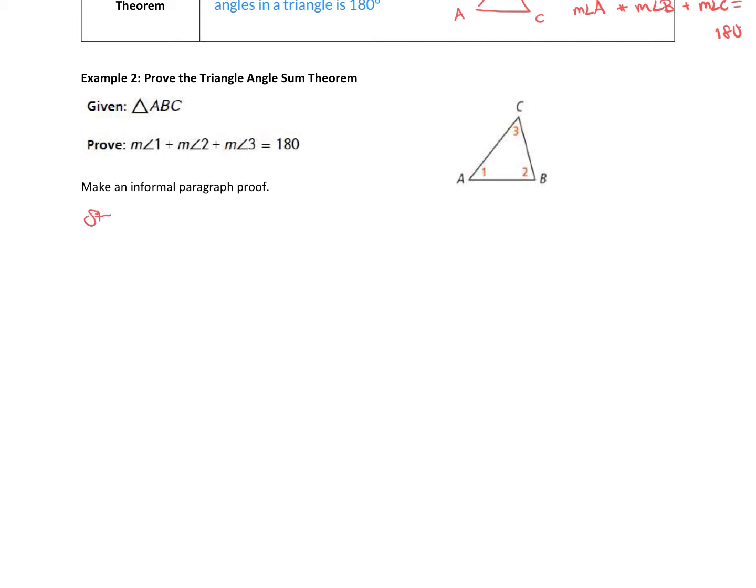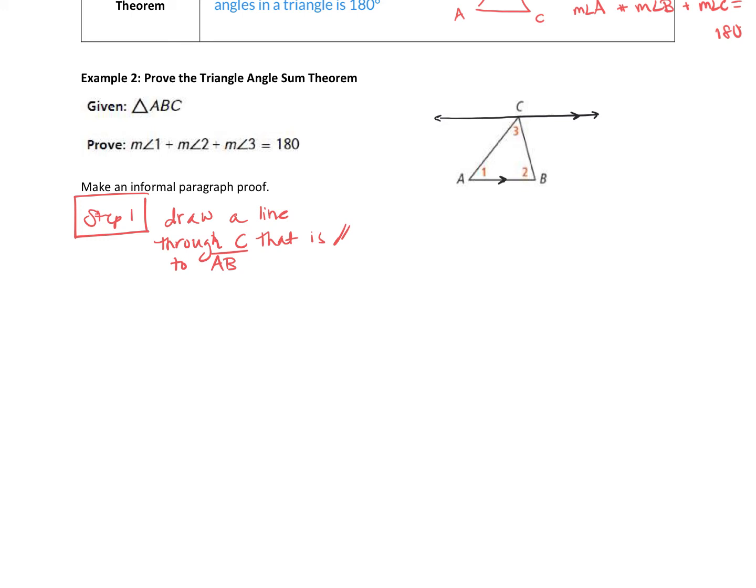So step one, we are going to draw a line through point C that is parallel to segment AB. So what that looks like is drawing a line through point C, and I'm going to say that it's parallel to segment AB. So there are my parallel arrows.